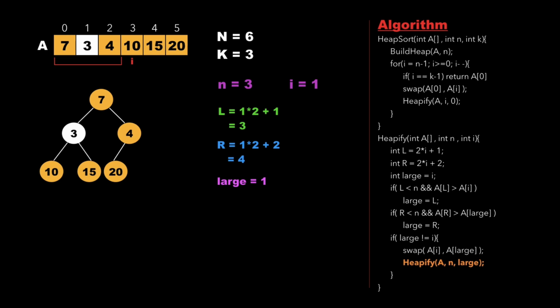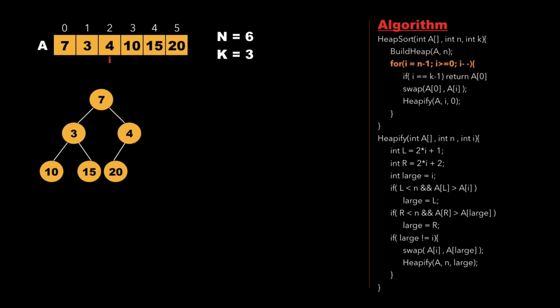But since we are restricting to the first 3 elements, therefore we consider that it doesn't have any left or right child. And now again we decrement the value of I. Now I points to the element 4. Now again we check whether I is equal to k minus 1. Since the value of k was 3, therefore we have I is equal to k minus 1. Therefore we return A of 0, which is the first element. So we return 7 as our third smallest element.